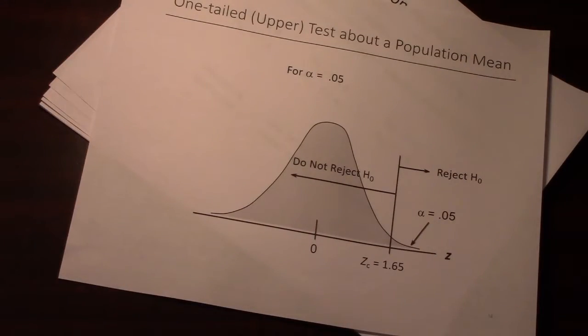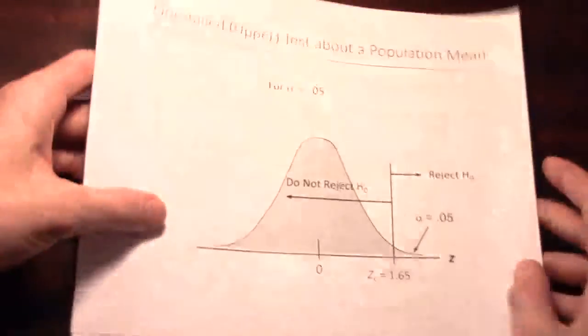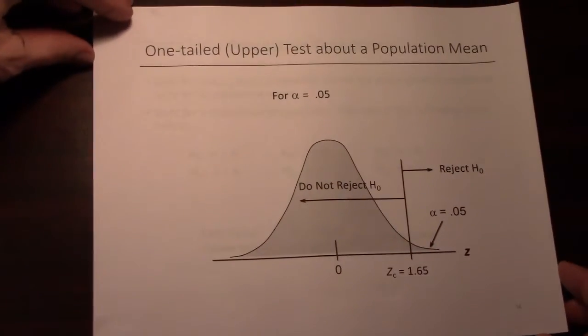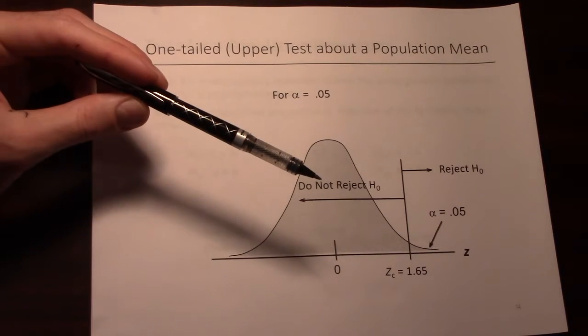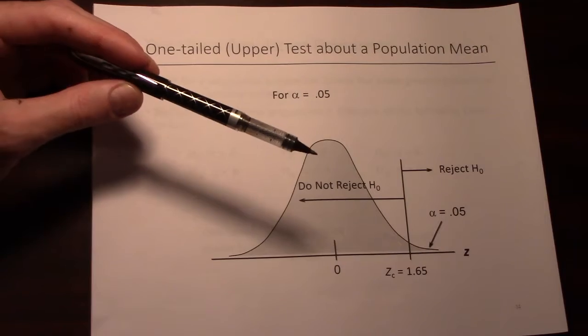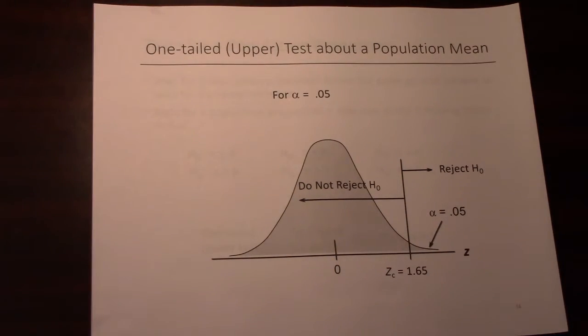We could do the same thing on an upper tail, and it would just be a different statement: the null hypothesis and the alternative hypothesis would be flipped around, and we would have a rejection region in the upper tail.